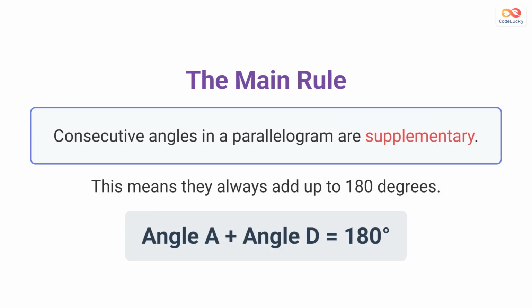Here is the main rule to remember. Consecutive angles within a parallelogram are supplementary. The word supplementary is a technical term that means the two angles add up to 180 degrees. So, the measure of angle A plus the measure of angle D will always equal 180 degrees.